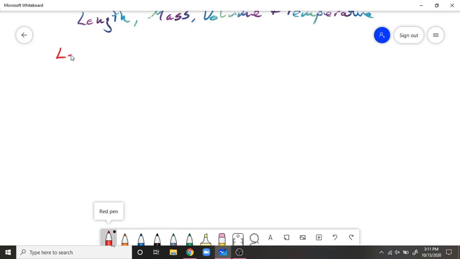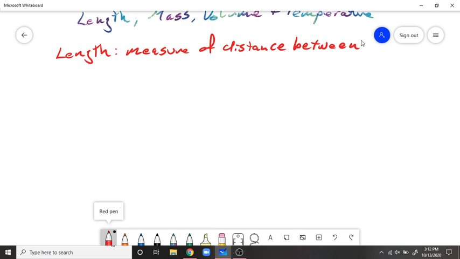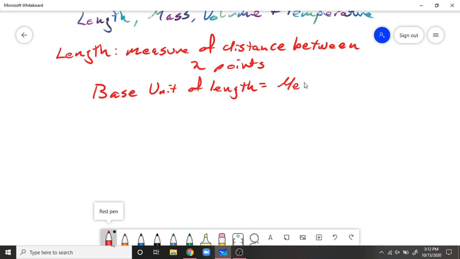Length is a measure of distance between 2 points. So the base unit of length is 1 meter, or lowercase m.